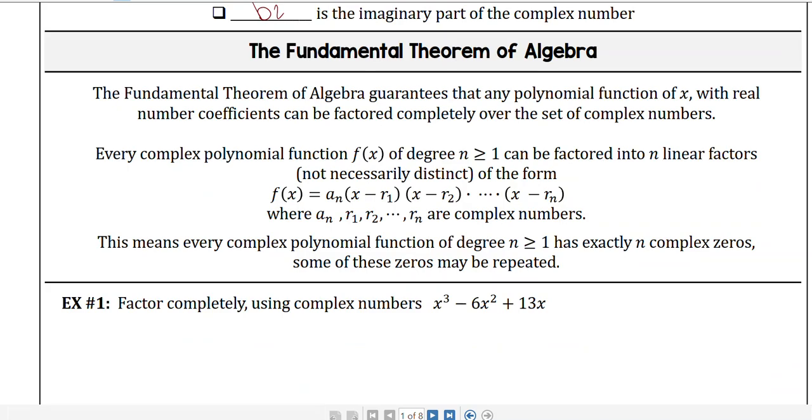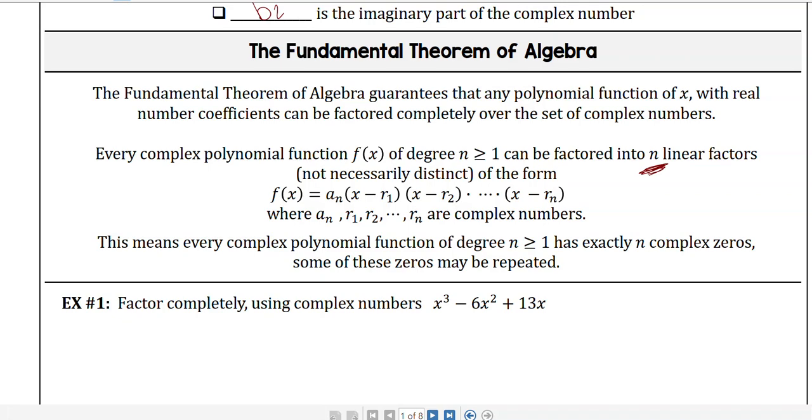This is a pretty important theorem, aka the fundamental theorem of algebra, and it basically says that any polynomial function with a real number coefficient can be factored completely over the set of complex numbers. Every complex polynomial function f of x of degree n greater than or equal to 1 can be factored into n, this is important, linear factors.